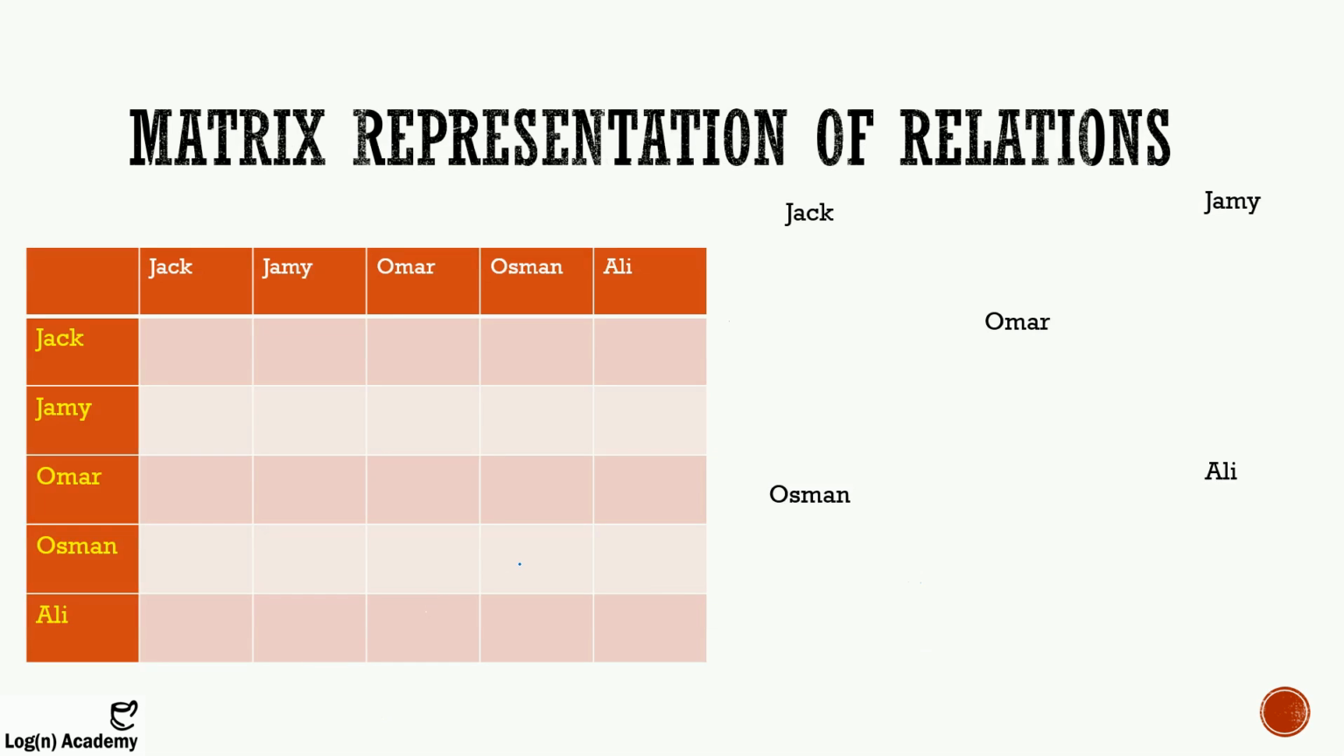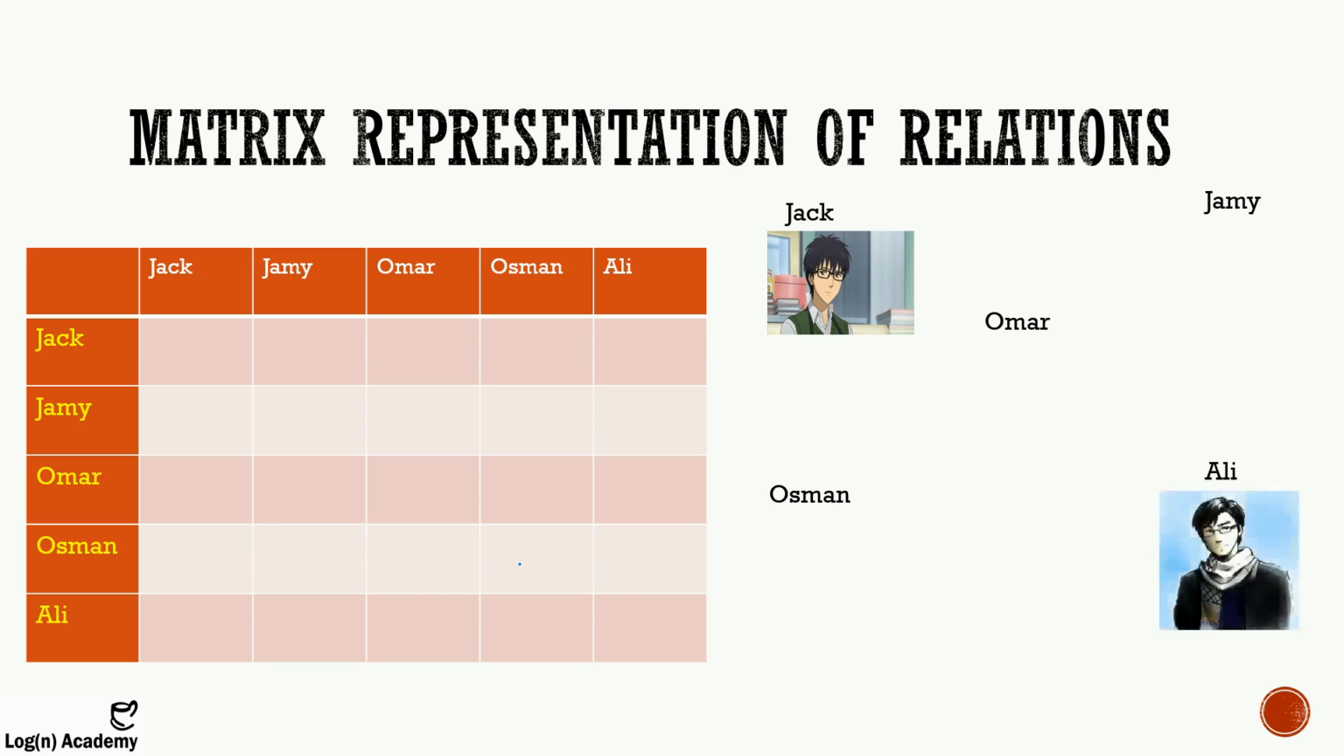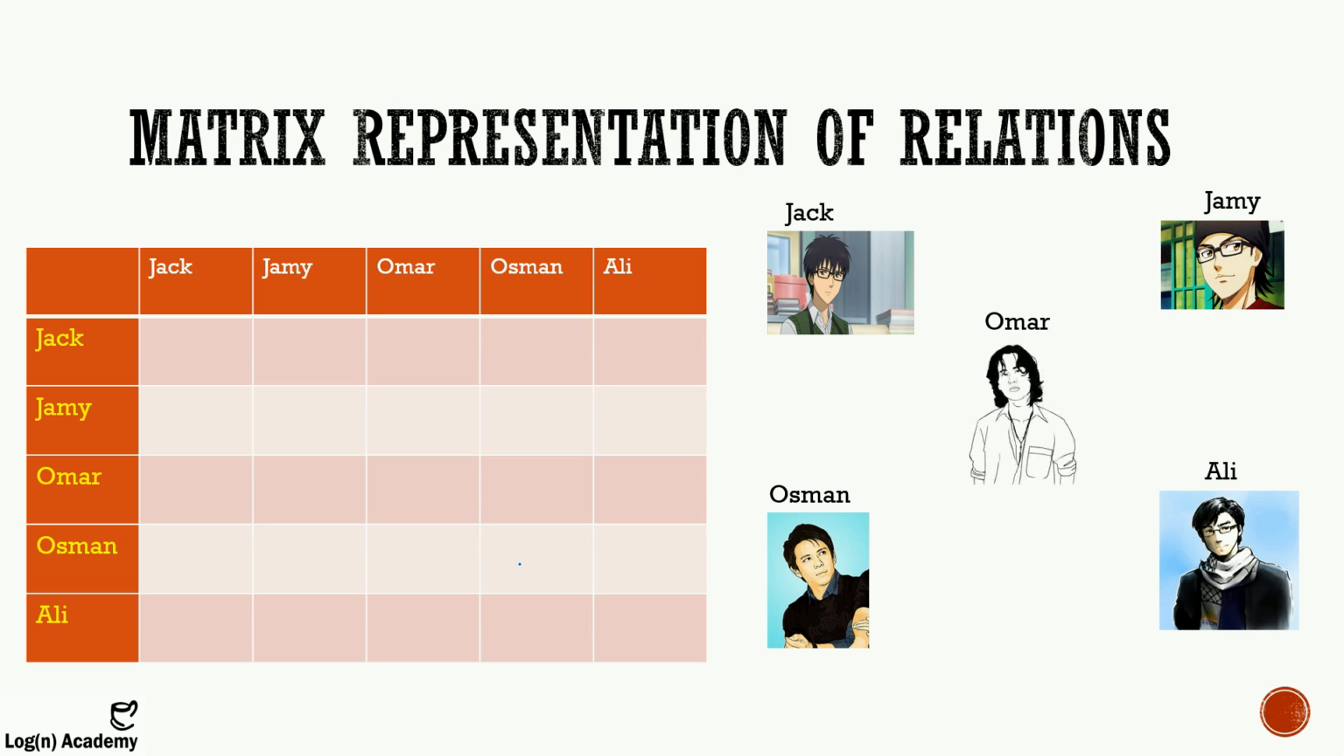Okay, now let's see how we can represent these relations. To represent these relations, we have a technique called matrix representation. Let's say we have Jack, Ali, Usman, Jamie, and Umar. We have these five guys, and these five guys have some relations with each other. Now, what is the relations between them?